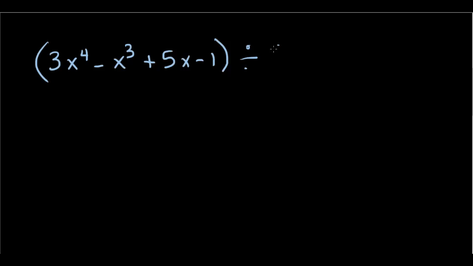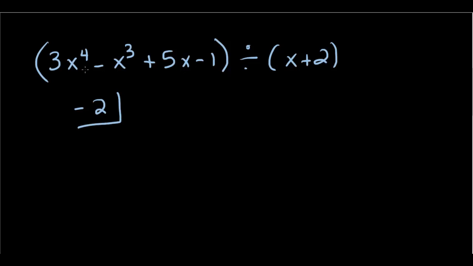Let's try another example. We're going to try 3x to the power of 4 minus x to the power of 3 plus 5x minus 1. This divided by x plus 2. Again, we make x plus 2 equals 0, so x equals negative 2. That's what I'm going to write inside of the box.